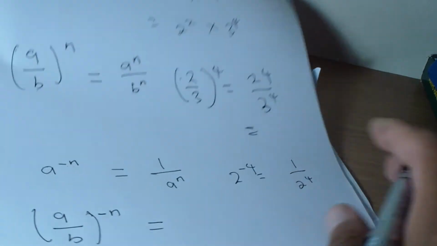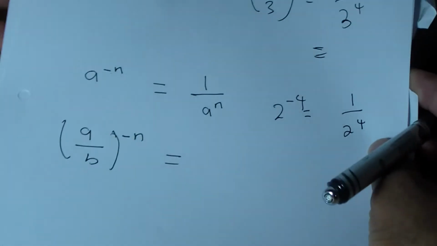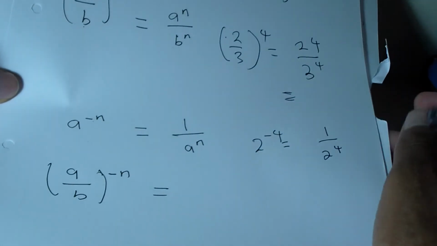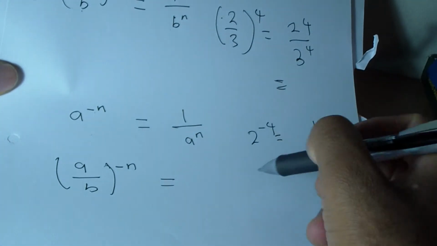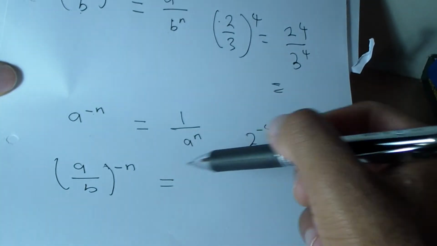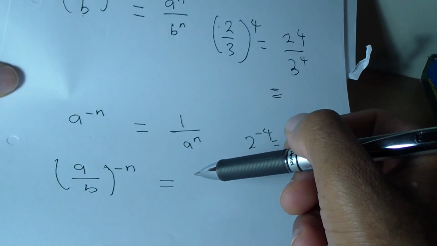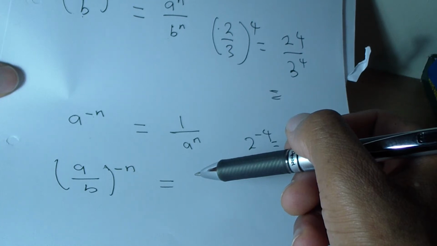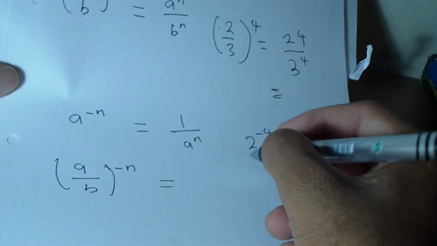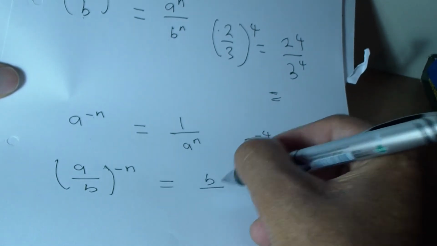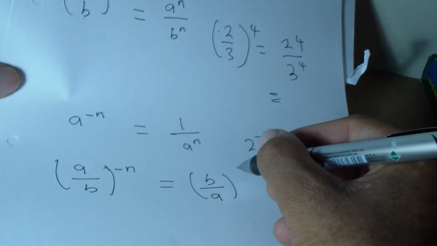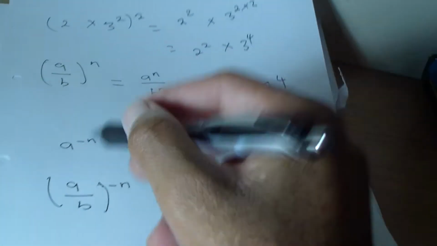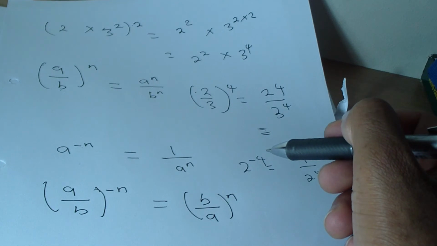So I'm having (a over b) to the power negative n. Now we want to make this positive. Things to note here: b becomes the numerator and a becomes the denominator, and the whole thing becomes a positive exponent. So b becomes the numerator, a becomes the base, and I now have the positive exponent. Things to remember: a times b has to be greater than 0.